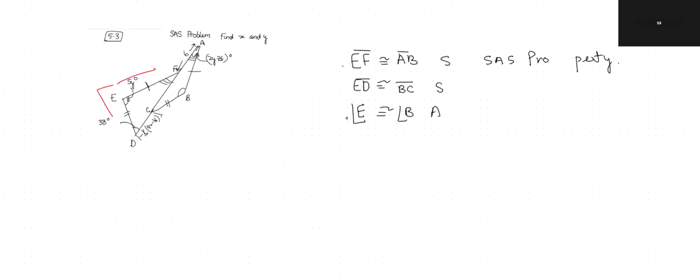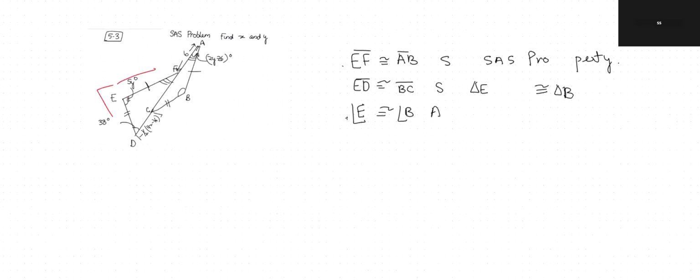Now, we can make a congruence statement. We know when we make a congruence statement, we have to put the corresponding parts in order. So let's first start with the angle. Angle E is congruent to angle B. So we put it first, both, because when we write a congruence statement, we put the corresponding parts in order.